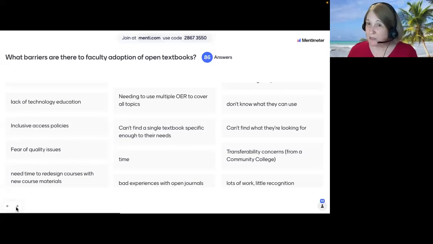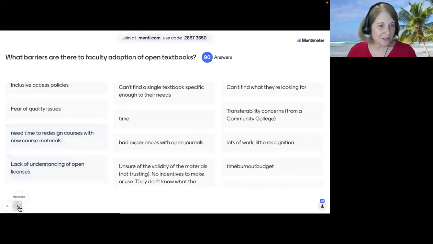Inclusive access policies. We are a heavy user of inclusive access on our campus and are getting ready to roll out an equitable access style program this fall. So that can be a concern. How do you incentivize faculty to choose OER or free to use materials if there's an equitable access style program on your campus? Recognition, another, transferability concerns. Yeah, thank you for sharing these.